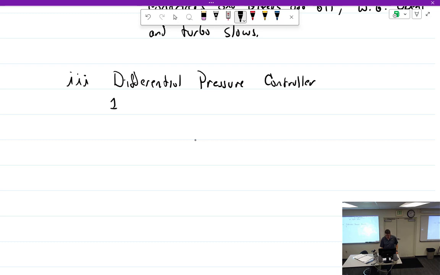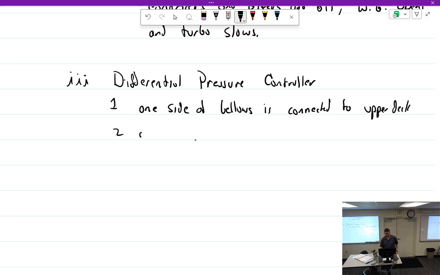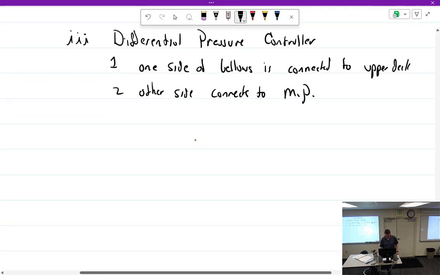So one side of bellows is connected to upper deck. Other side connects to manifold pressure. I said bellows. I have to think about that one, if it's a bellows or not. Let's see. Yeah, I'm kind of thinking so.